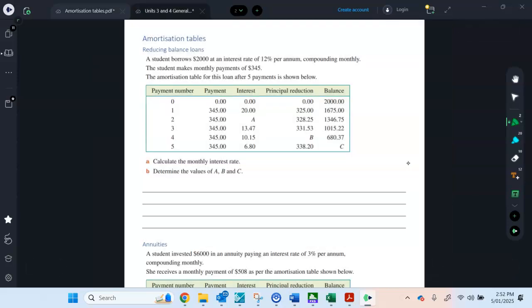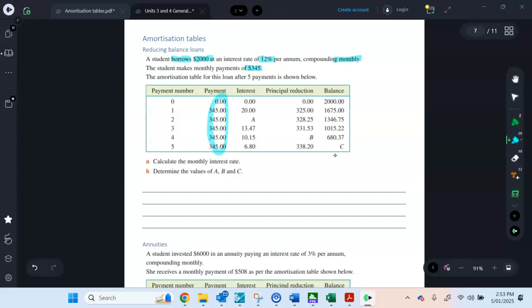So first of all, reducing balance loans. A student borrows $2,000 at an interest rate of 12% per annum, compounding monthly. Let's just highlight a few things. So it's borrowing, so it's a loan, $2,000, 12% per annum, compounding monthly. The student makes monthly payments of $345. So you can see that's why it's the same there. The amortization table for this loan after 5 payments is shown below. Calculate the monthly interest rate.